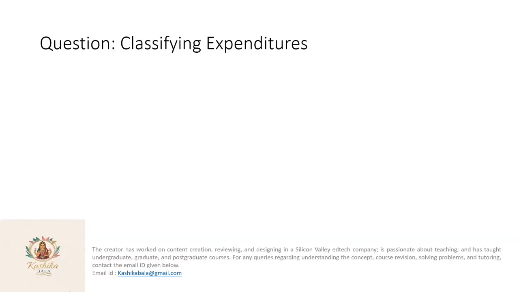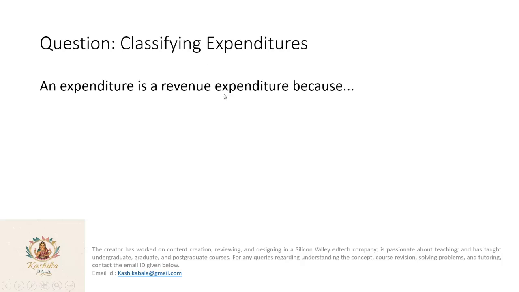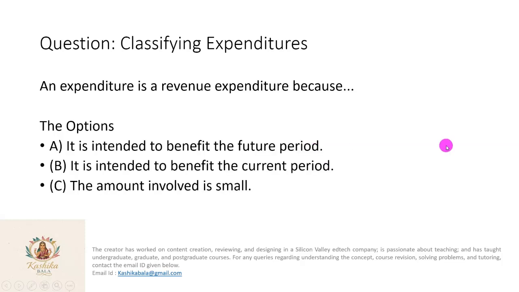Expenditure in accounting terms. Let us understand it by solving a question. Suppose a question is given that an expenditure is a revenue expenditure because there are different options given. The options are whether it is intended to benefit the future period, whether it is intended to benefit the current period, the amount involved is small, or the amount involved is large.